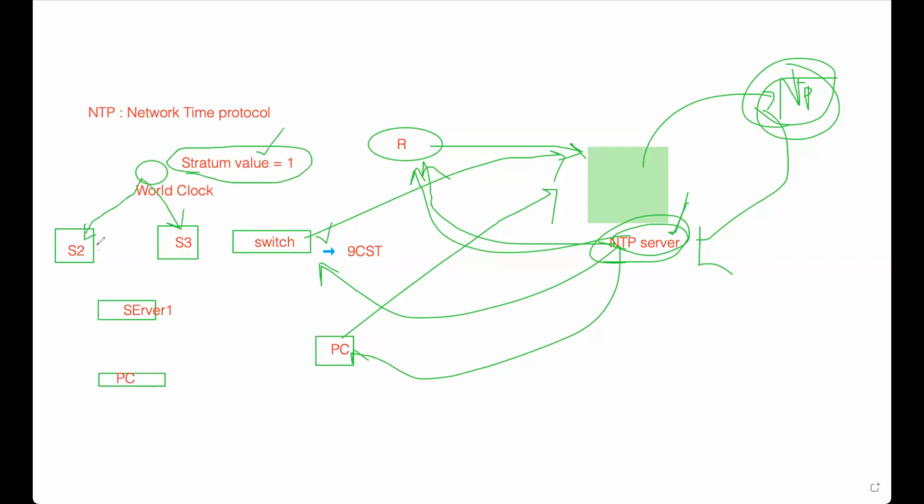This will have a stratum value of 2, because the original time source is this one, which has a stratum value of 1. They send the packet to these two servers. The stratum will be increased to 2. So now that will be sent to this server, and the stratum value will be 3, and that will send to the PC. So here the world clock will be sending the actual time.